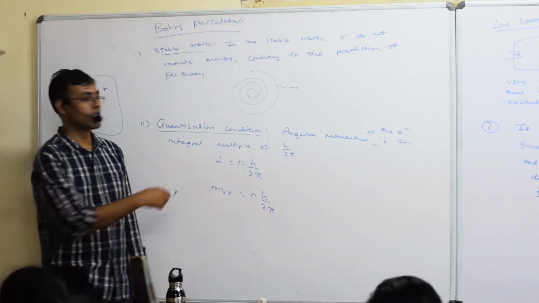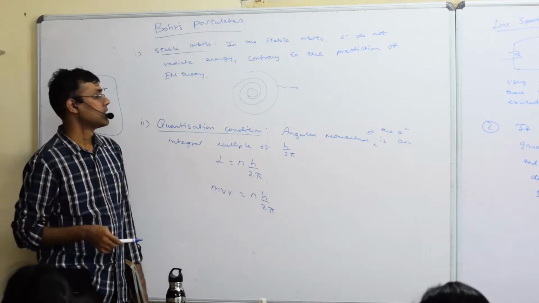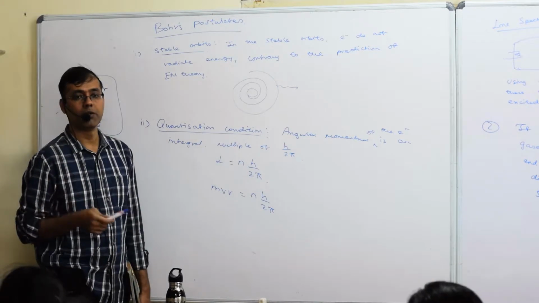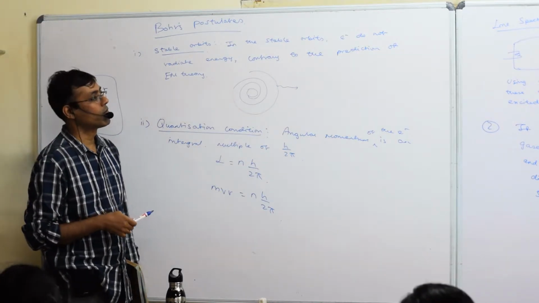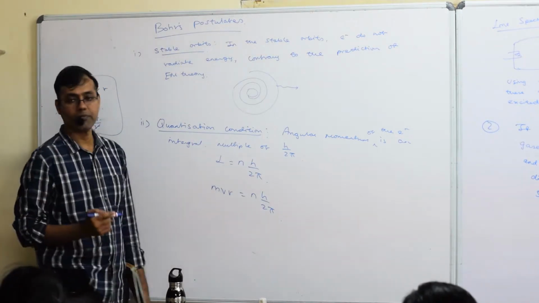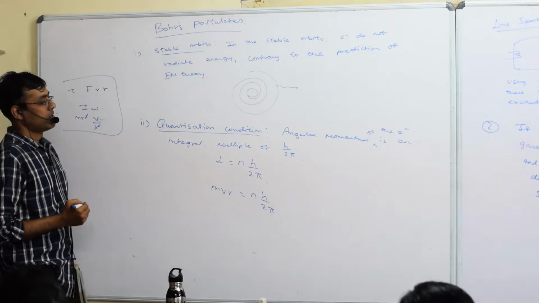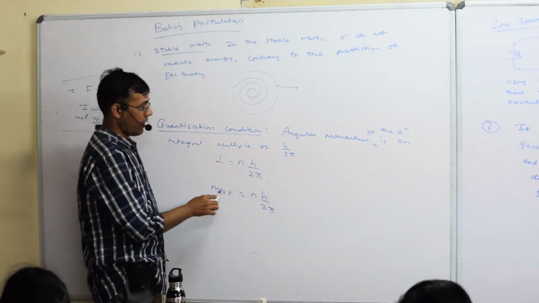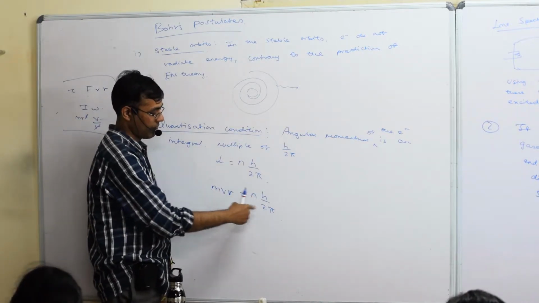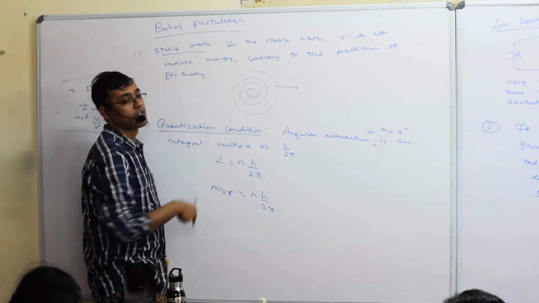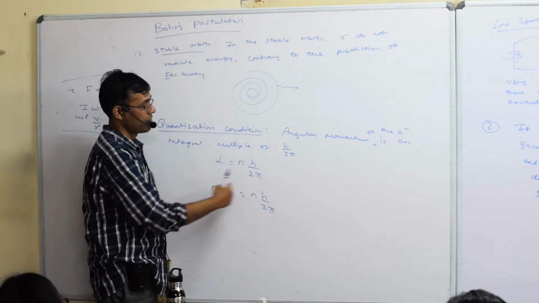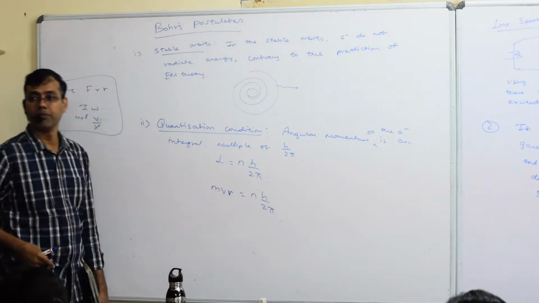Again, there is no theory behind this. Like magic, he came up with this number. He said that angular momentum should be a multiple of h by 2 pi. How he got it, we don't know, but there is a later theory which proves that this is correct. So if I have the radius that satisfies this condition, mvr is equal to nh by 2 pi, then those orbits will be stable. If those orbits don't satisfy this, they will not be stable. Are you following it?